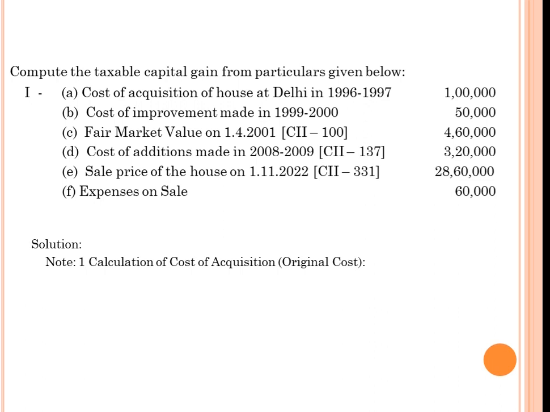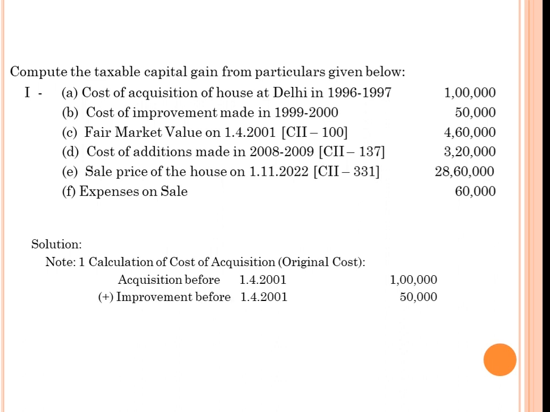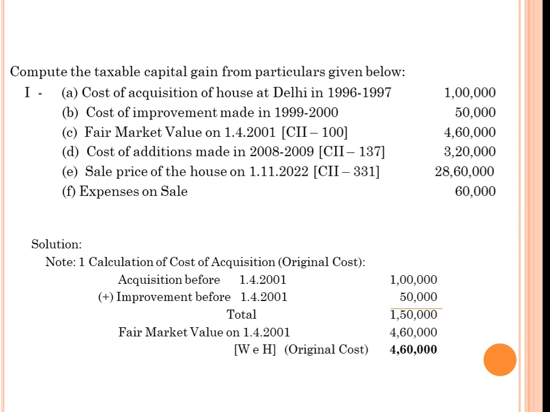Okay, see, note calculation of cost of acquisition, that means original cost. Acquisition before 1/4/2001: 1 lakh. Add improvement before 1/4/2001: 50,000, together 1,50,000 total. You compare with the fair market value on 1/4/2001, 4 lakh 60,000, and whichever is higher, we consider as the original value. Original value means the cost of acquisition on 1/4/2001. This is simple.